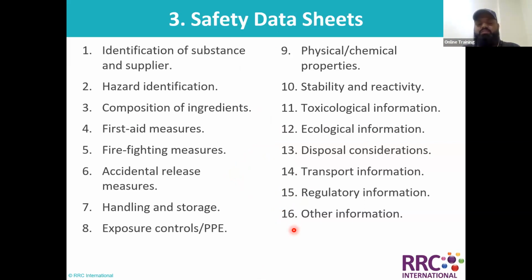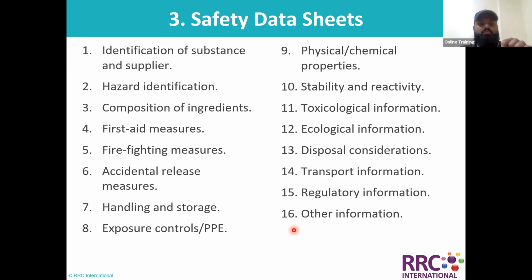necessary control measures, whatever is required. This document is prepared by the manufacturer, the one who is manufacturing the chemical. The standard one has 16 sections. In it, you will have the information from the manufacturer up to the end user. Who is the end user? We.